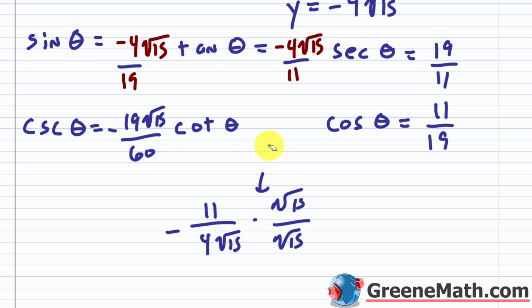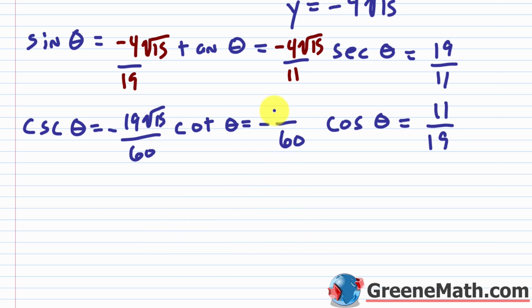So let's erase all this. Put equals. I'll make the whole thing negative. My denominator will be 60. My numerator will just be 11 times the square root of 15. So 11 times the square root of 15, and I'm all done.